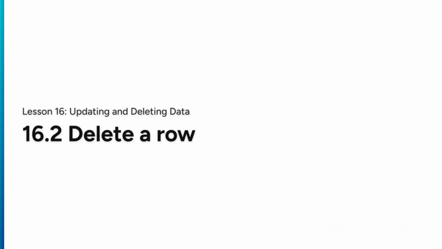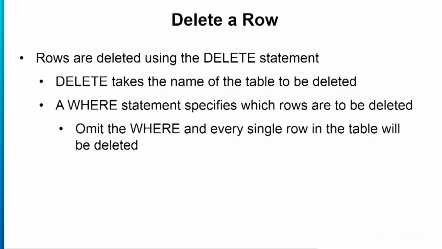Rows are deleted with the delete statement, and the rules for how you use delete are the same as how you use update. Delete takes the name of the table to be deleted from, and a where clause to tell it which rows you want to delete. And again, if you omit the where clause, every single row in the table will be deleted.